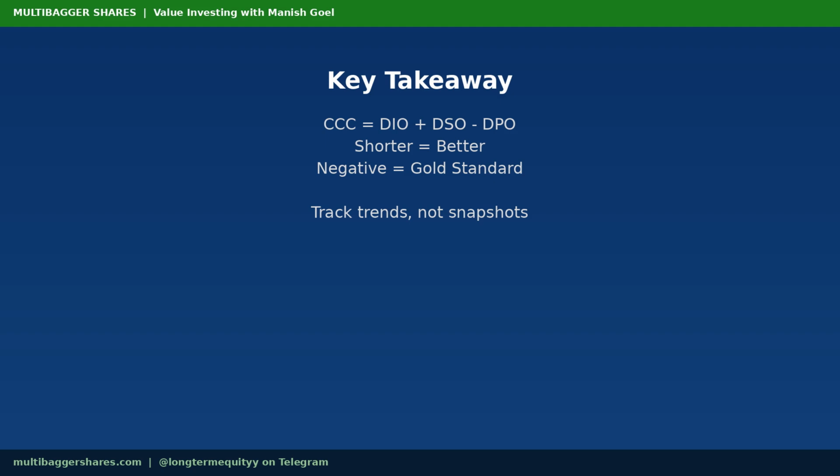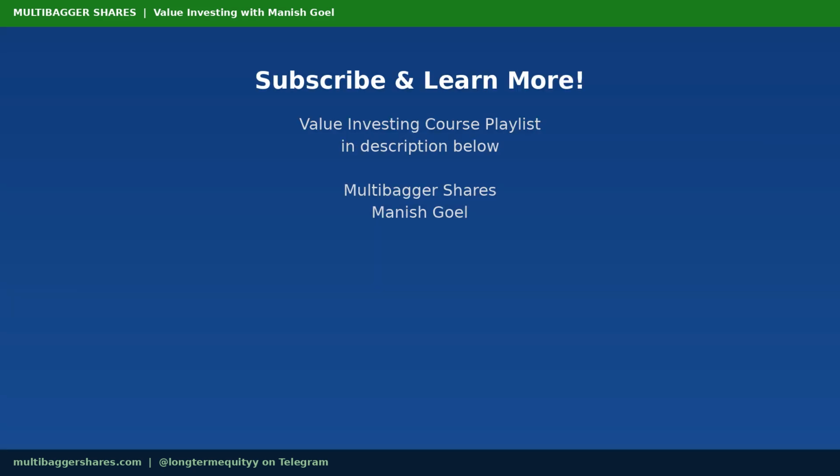To summarize today's lesson, the cash conversion cycle equals days inventory outstanding plus days sales outstanding minus days payable outstanding. A shorter CCC means faster cash generation. A negative CCC is the gold standard. Track it over 5 years and compare within the same industry. Rising revenue with rising CCC is a red flag.